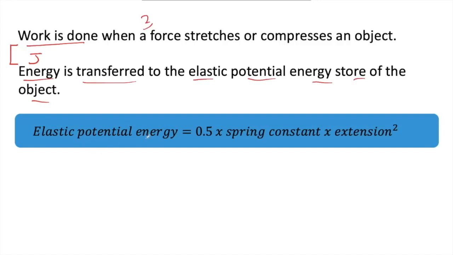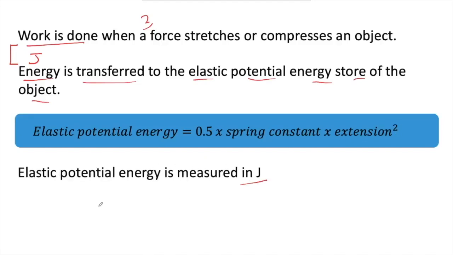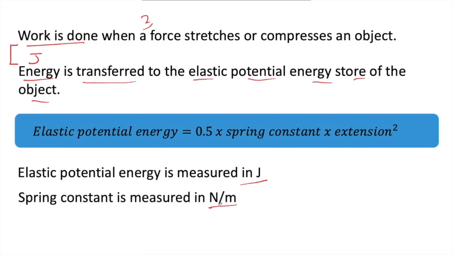Elastic potential energy is equal to 0.5, which is a constant that stays the same, multiplied by spring constant, multiplied by extension squared. We measure elastic potential energy in joules, spring constant in newtons per metre, and extension in metres.